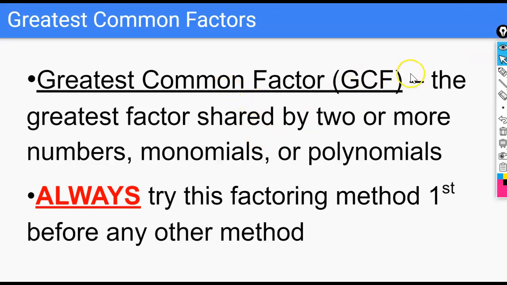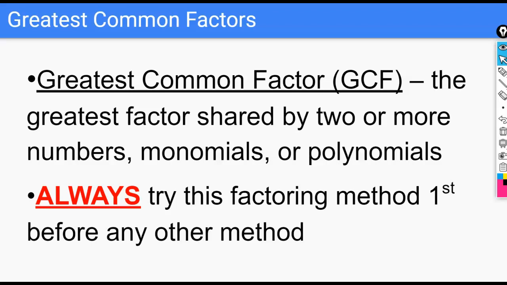A greatest common factor is shared by two or more numbers, monomials or polynomials. It means that it is a factor. A factor is something that divides something evenly. And if it's a common factor, it means it will divide all of them evenly. And if it's the greatest common factor, it means it's the largest factor that they all have in common.